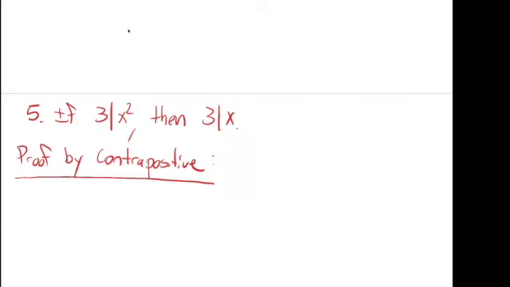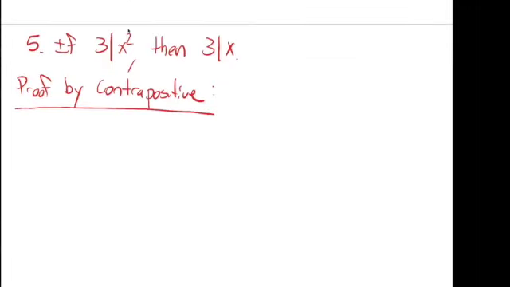So if I'm going to prove this by contrapositive, what would be the start for this proof? Would that be suppose 3 does not divide x? Yeah, so we start with, here's our Q, and here's our P. So we start by assuming not Q. So let's suppose that 3 does not divide x.